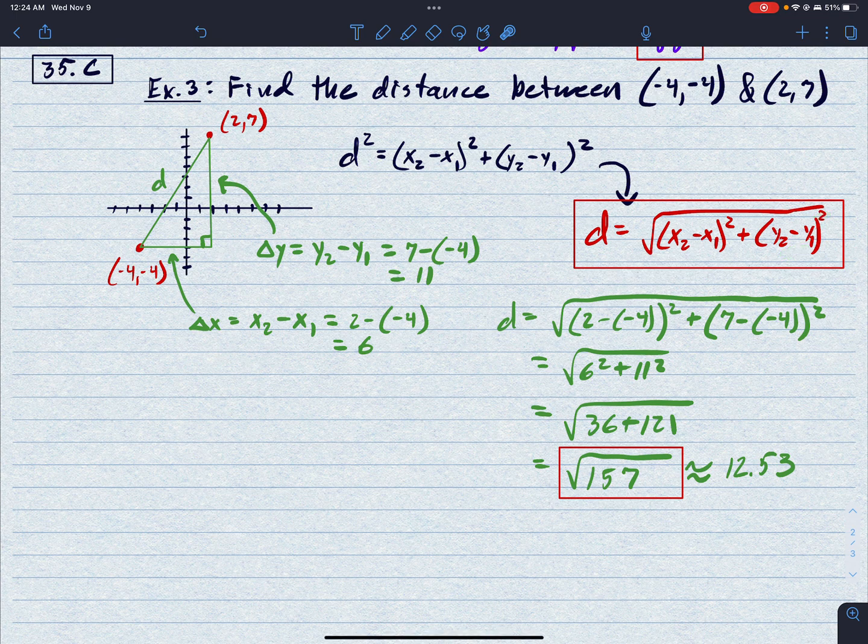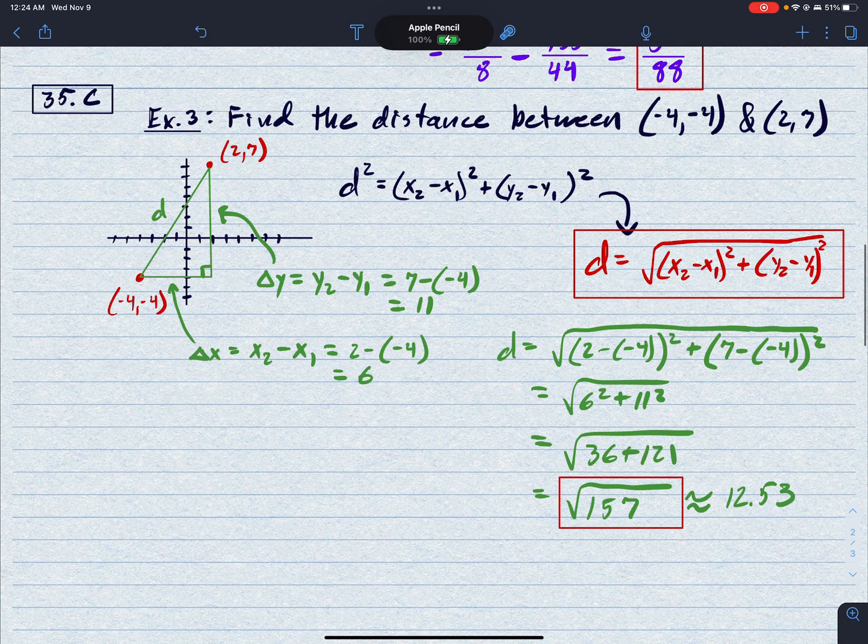All right, that concludes the distance formula. That is the end of section 35. You hopefully got something out of this and you can start your homework.